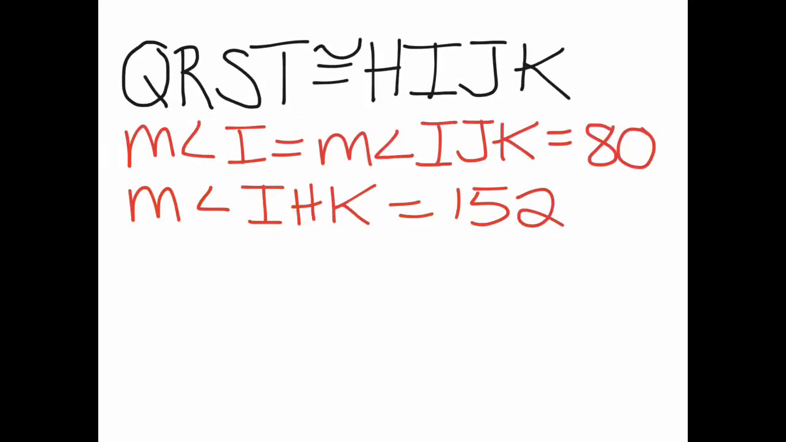All right, in the next question, they're talking about a paper airplane, but the fact that it's a paper airplane is irrelevant. What it really says is that you have a quadrilateral, QRST, that is congruent to a different quadrilateral, HIJK. They tell you that the measure of angle I and the measure of angle IJK is 80 degrees. The measure of angle IHK is 152 degrees. And they're asking you for the measure of angle STQ.